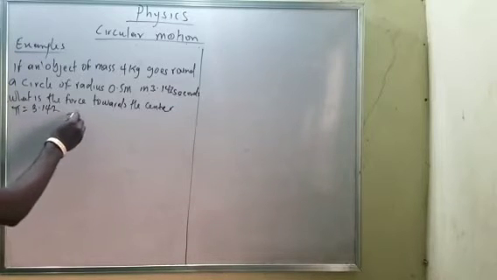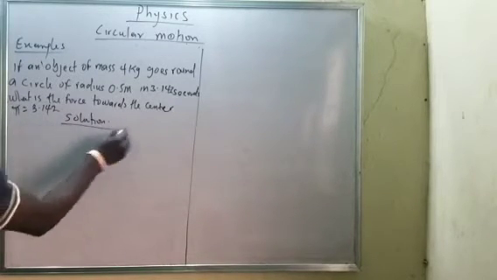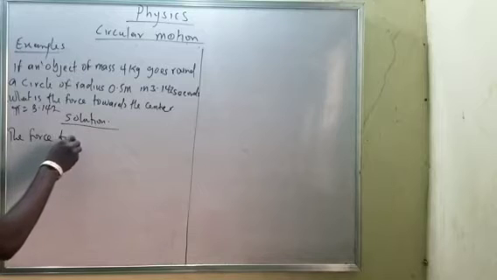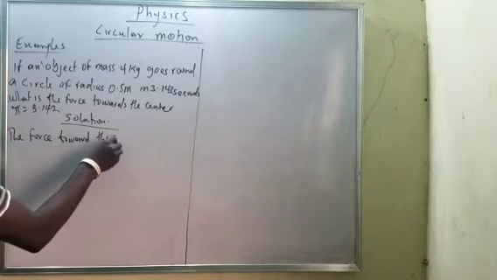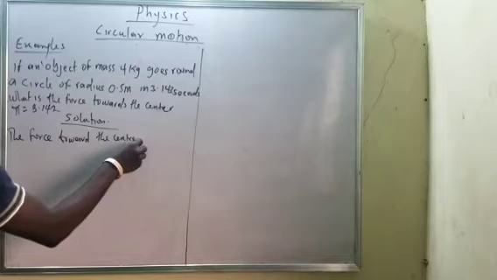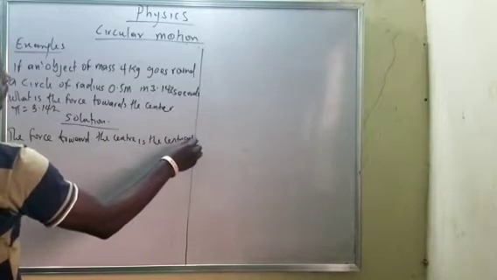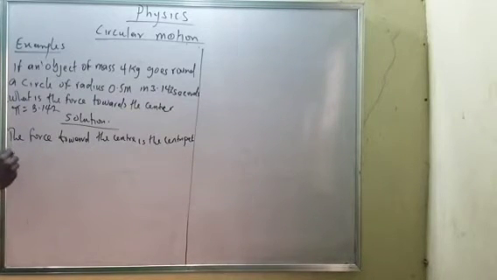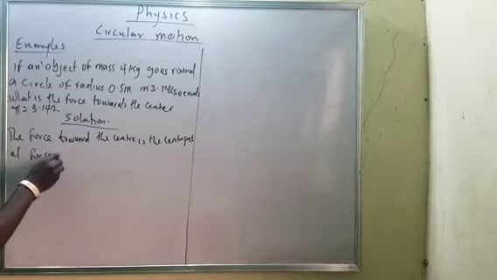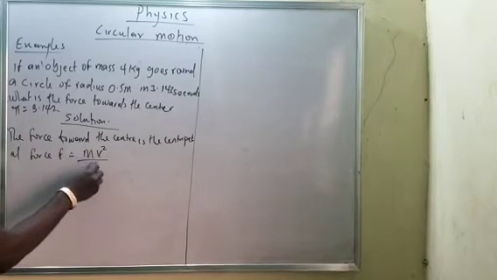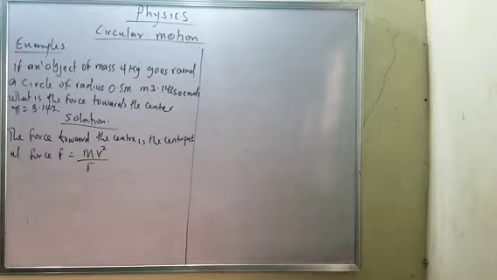Now, solution to this problem. I have this type of problem and I want to solve it. The first thing I would first note there, the first thing is the force towards the center is the centripetal force, which is my F equals to mv squared divided by what? My r. That is the question you have to find there.